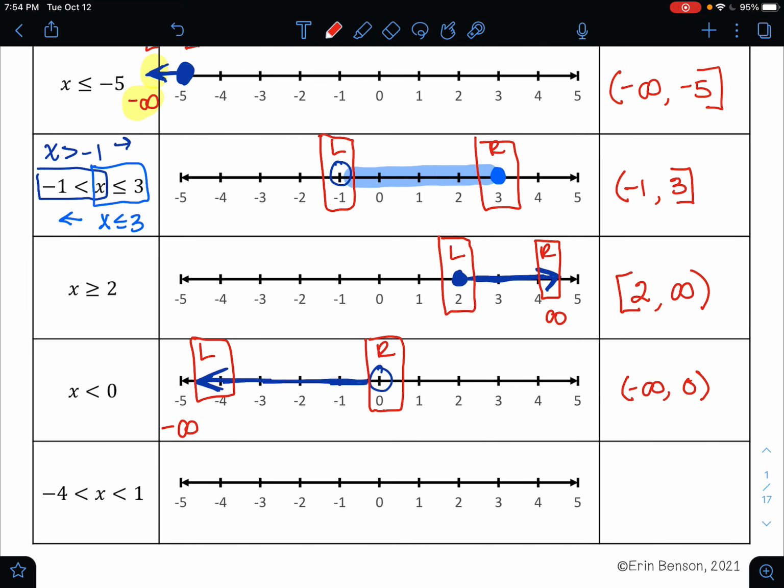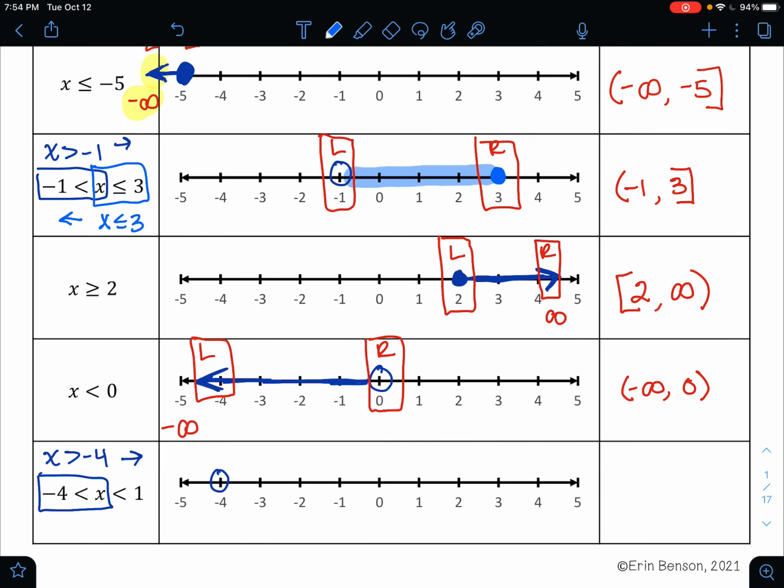And then on this last example, we have negative 4 is less than x is less than 1. So for our first inequality, we have negative 4 is less than x. I can rewrite that so that it will be x is greater than negative 4. My inequality symbol is pointing at the negative 4, and so it continues to point to the negative 4. Negative 4 is going to have an open circle. And then when I shade this, I'm going to shade to the right because I want all of the numbers that are greater than negative 4.